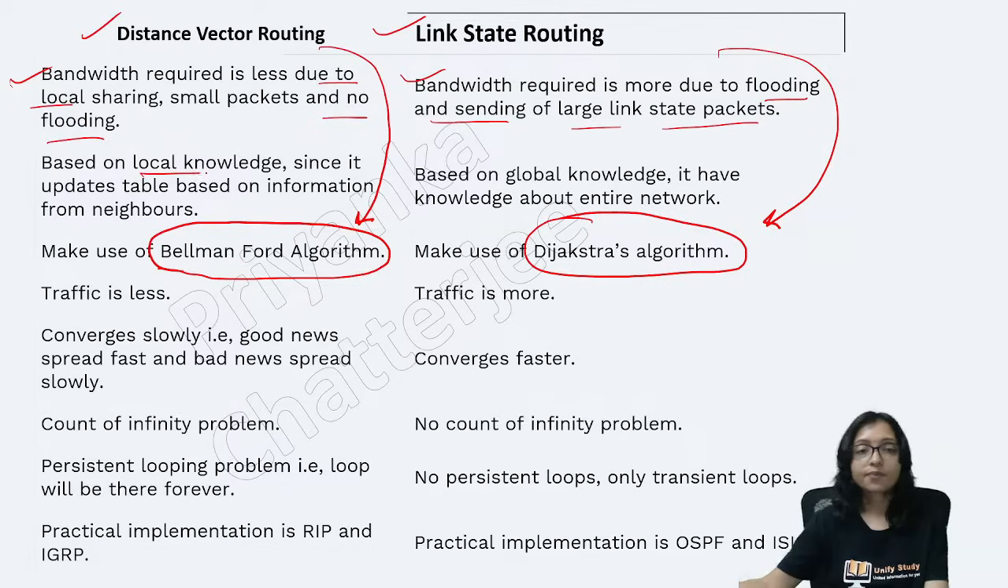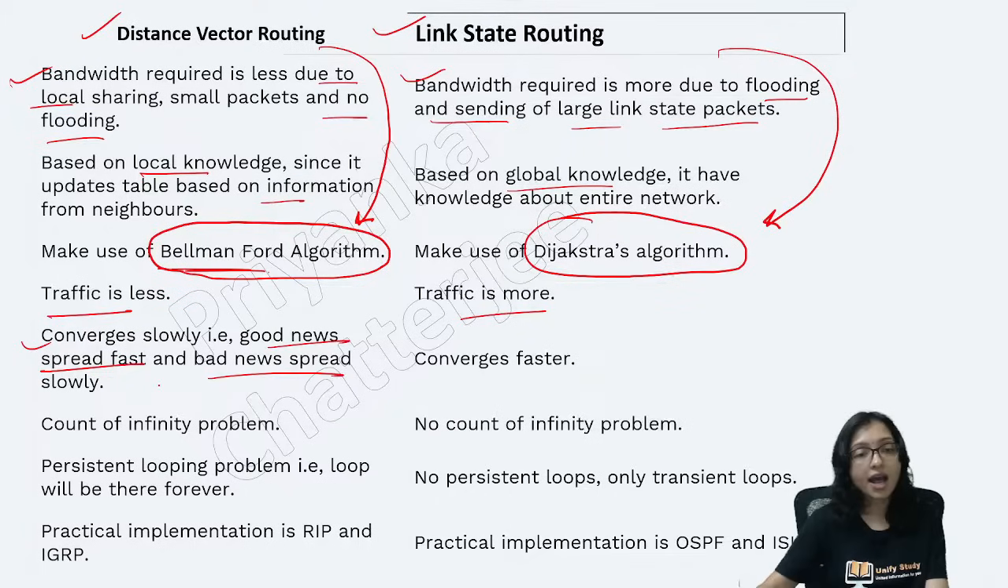Distance vector is based on local knowledge since it updates the table, and link state is based on global knowledge. Here Bellman-Ford is required. Here traffic is less, there traffic will be more. It converges slowly. Good news spreads fast, but bad news spreads slowly. It is the problem.